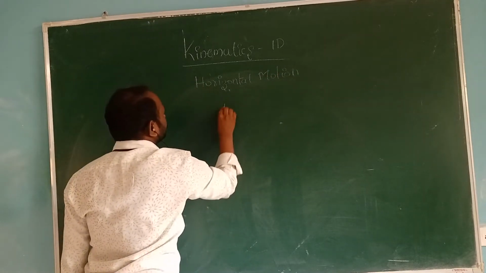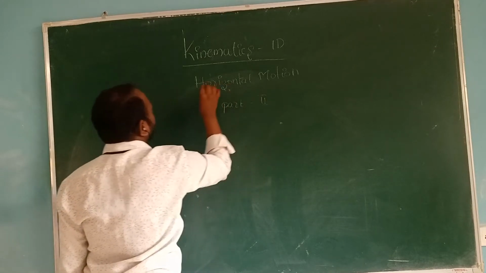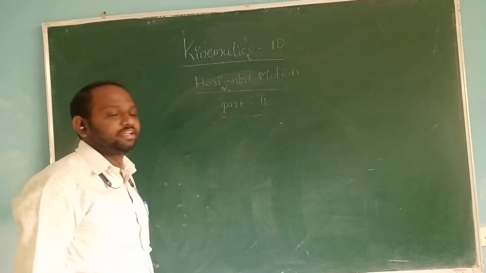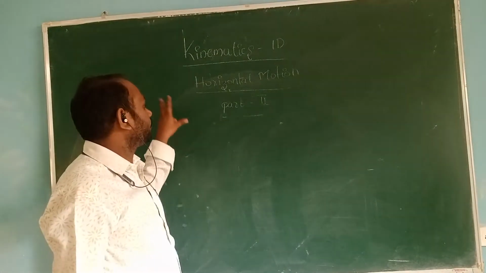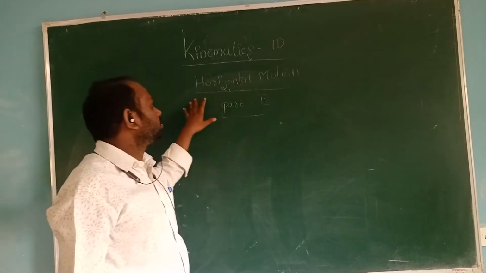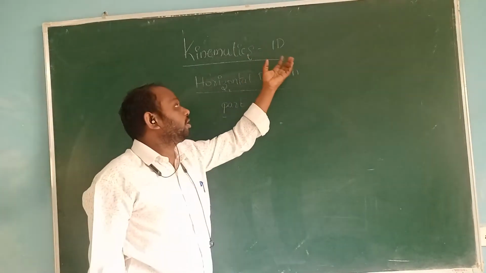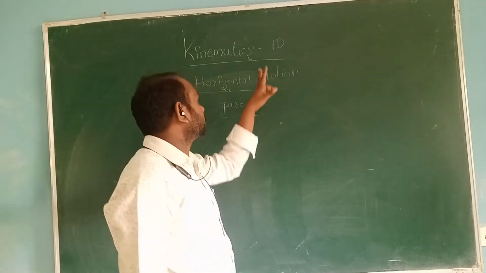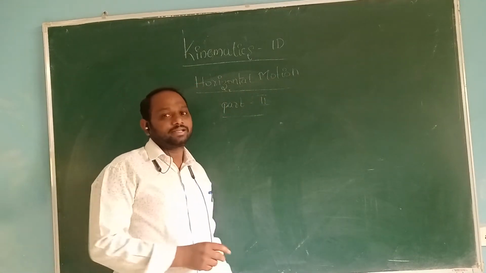This is a part 2 video. Students, part 1 video is already completed. Now I want to explain the part 2 video. Kinematics 1D, one dimensional motion, horizontal motion. So 1D means when a body is moving in a straight line, the motion is called one dimensional. Horizontal means when a body is moving in a straight line.